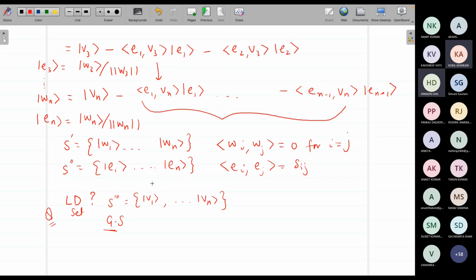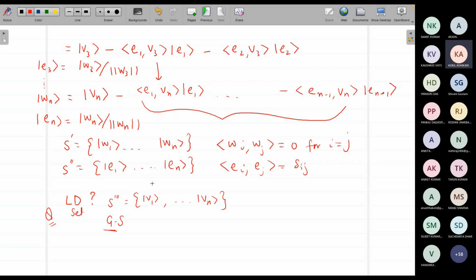Remember that whenever the zero vector comes, it's a linearly dependent set. So if you start with a linearly dependent set, then you will encounter that. But I would suggest you do some problem in which a linearly dependent set is given and you try to still make this orthogonal set.